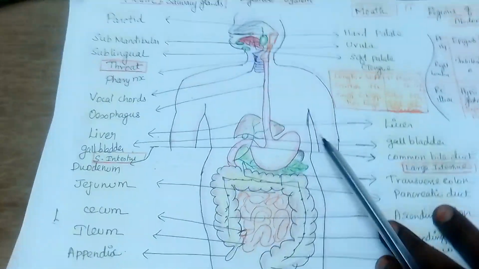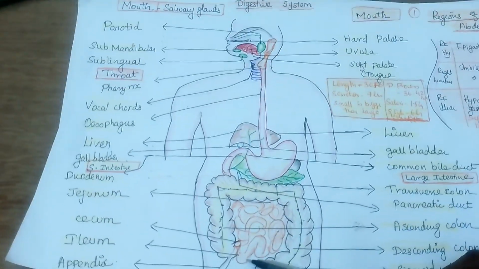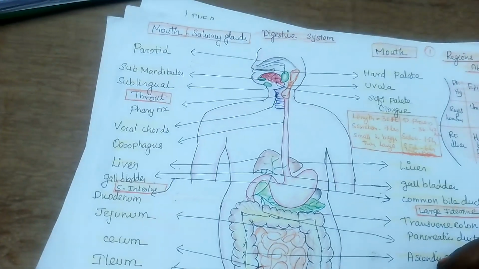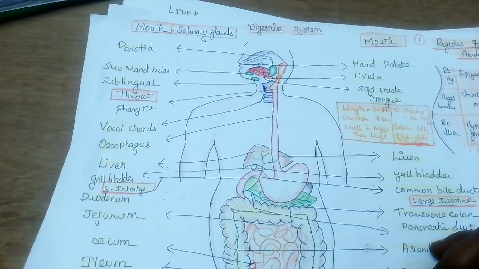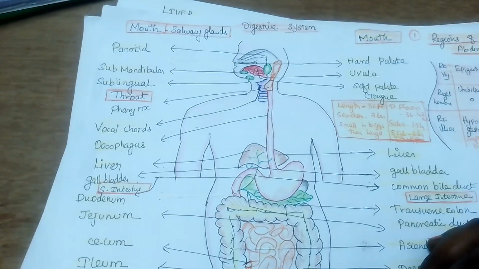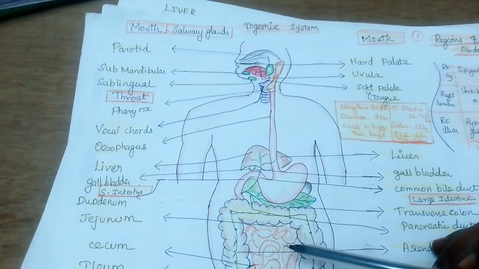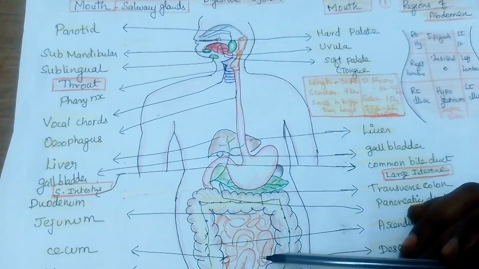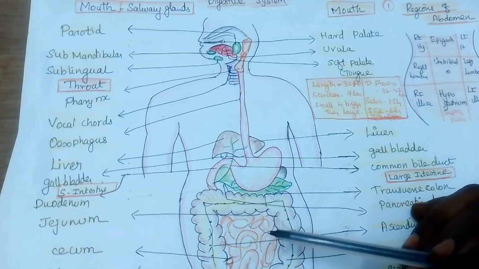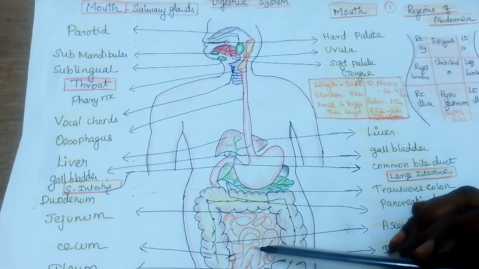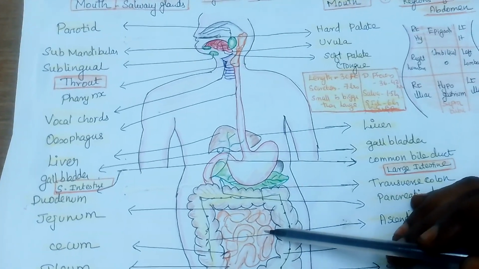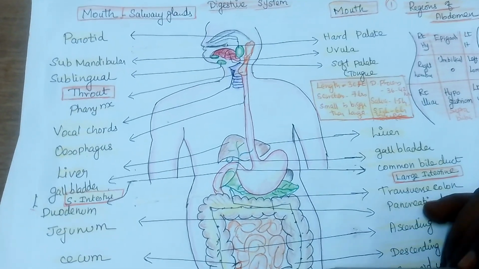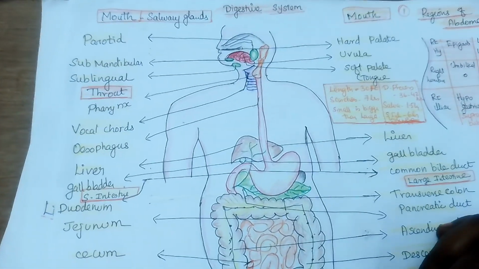Next we can see about the large intestine. Why is it called the large intestine? The large intestine extends from the end of the ileum to the rectum. Its length is less compared with the small intestine. The small intestine is very lengthy. Here it's only 1.5 meters in length. It consists of the ascending colon, transverse colon, descending colon, sigmoid colon, and the rectum.